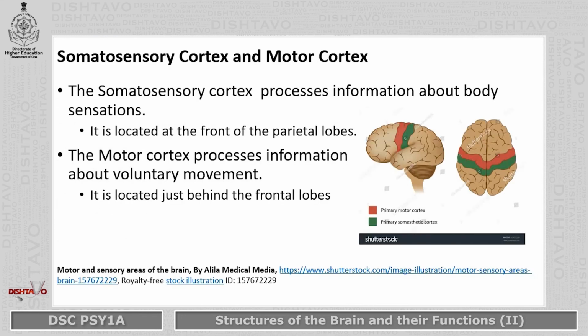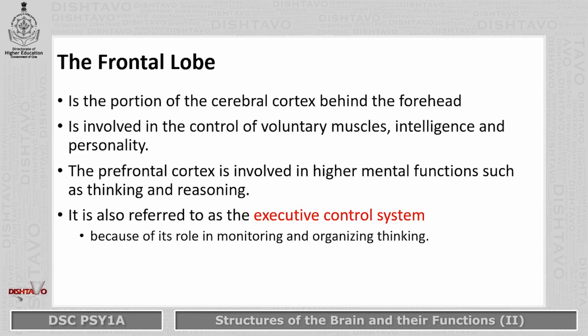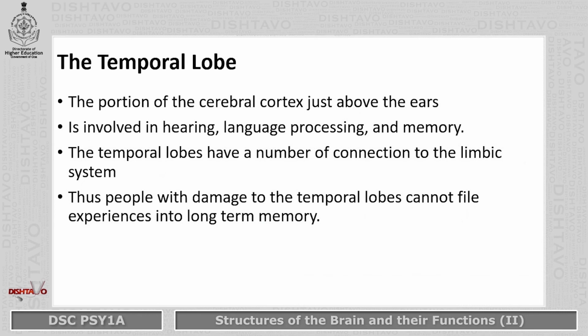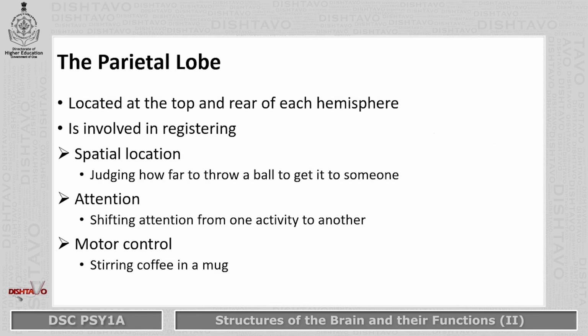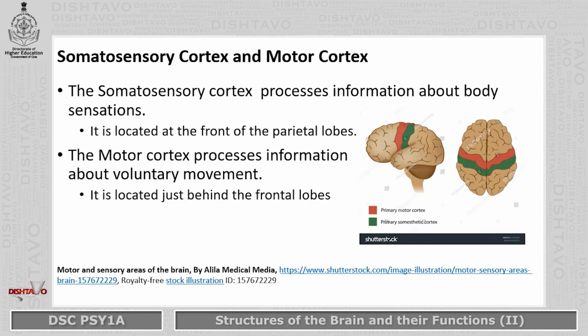So we have the four lobes: parietal lobe, frontal lobe, temporal lobe, and occipital lobe. Both the hemispheres have all these lobes.